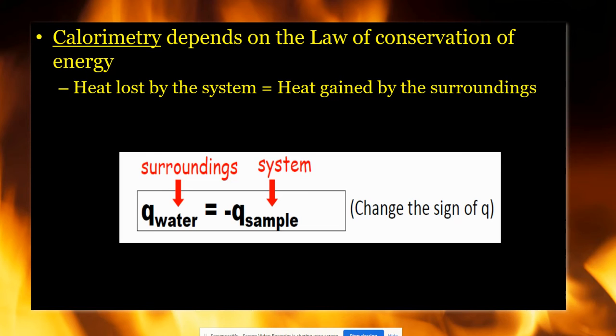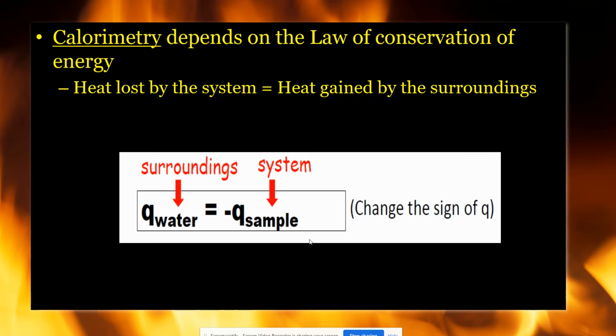The law of conservation of energy tells us that energy can neither be created nor destroyed. So all of the energy that we start with, we must also end up with. As it applies to calorimetry, a lot of times we look at it as the heat lost by the system. Remember, the system is the chemical reaction or phase change that you are studying. It must be equal to the heat gained by the surroundings. And most often in a calorimetry problem, the surroundings is going to be the water in which the chemical reaction is occurring.